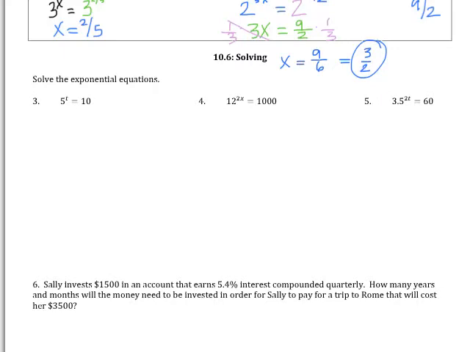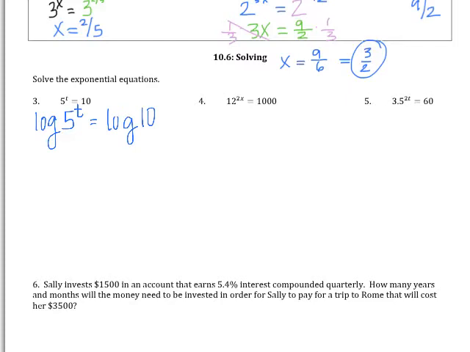So what I want to do is take the logarithm on both sides. So I'm going to rewrite this as the log of 5 to the t equals the log of 10. I'm using a base 10 log on both sides because I know that's what's in my calculator.